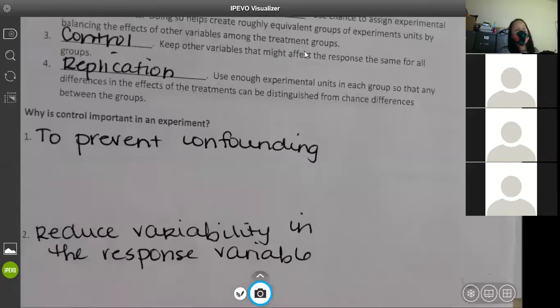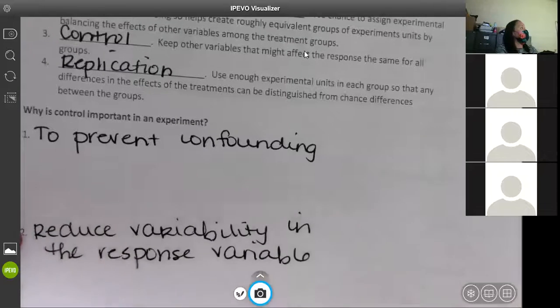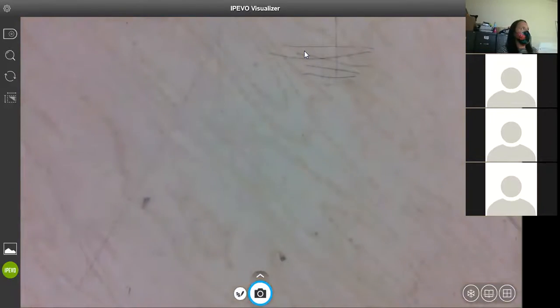All right, so this next page is really simple, but it's a long page. Not a lot of writing though. It's positive. Is everybody good here? All right.